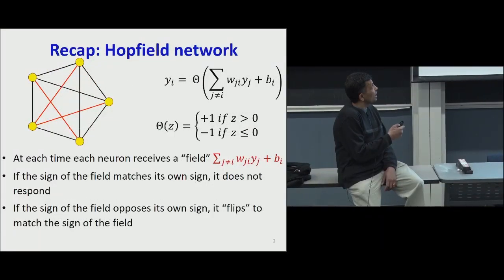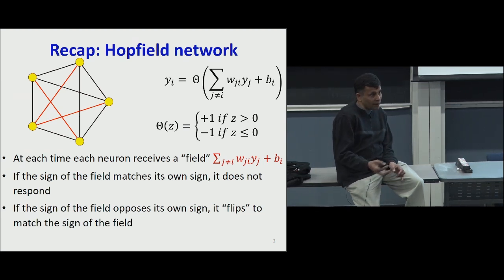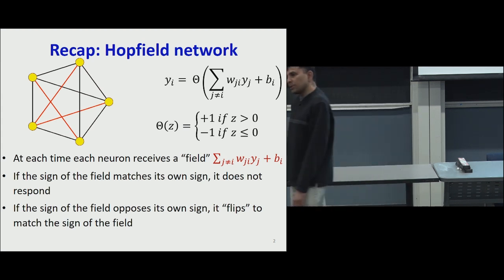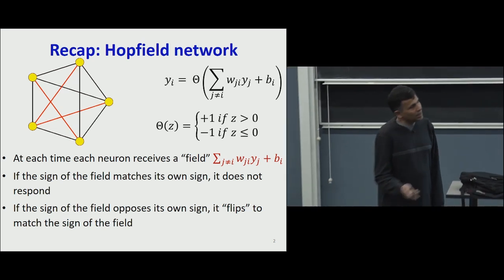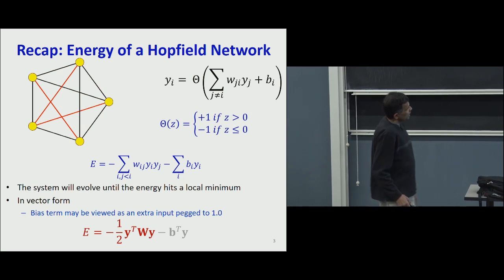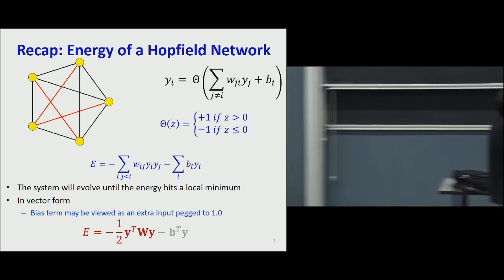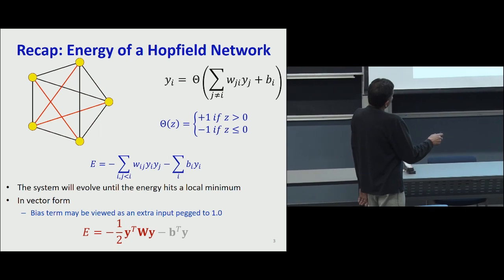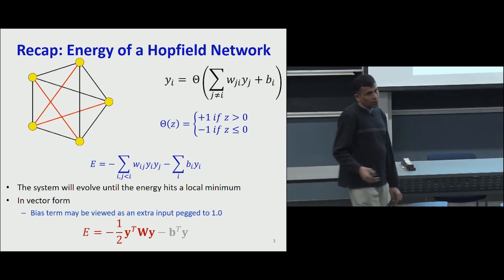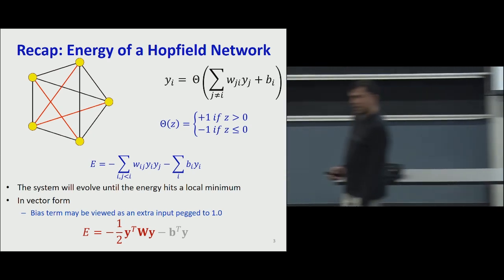Each neuron responds to the local field at the neuron, which is the affine combination of the outputs of the other neurons, and tries to align its own output with the sign of the local field. We are assuming, of course, that the activations of the individual neurons are threshold activations. So the way the whole thing works, each neuron senses a field at its location, and if the field is positive, the neuron sets itself to a positive value, +1. If it's negative, it sets itself to -1.